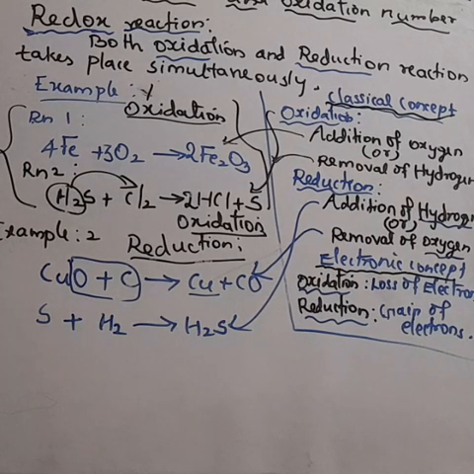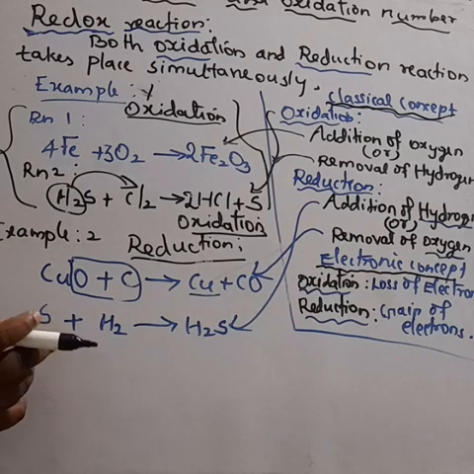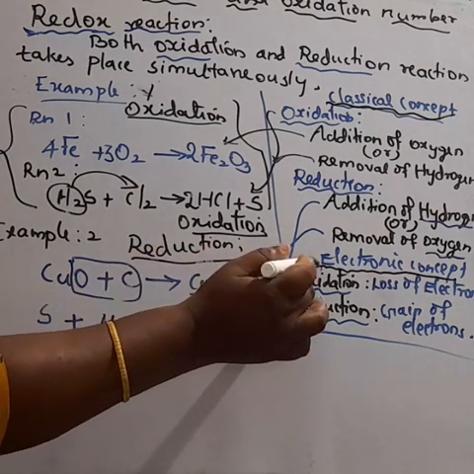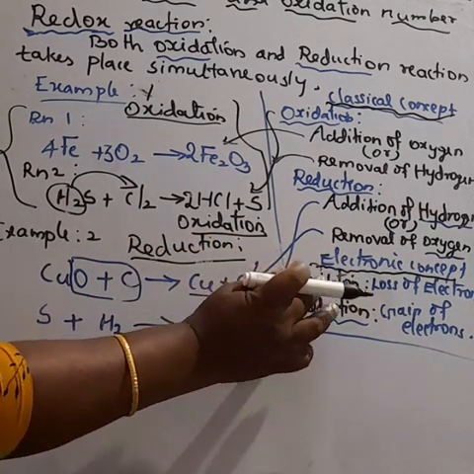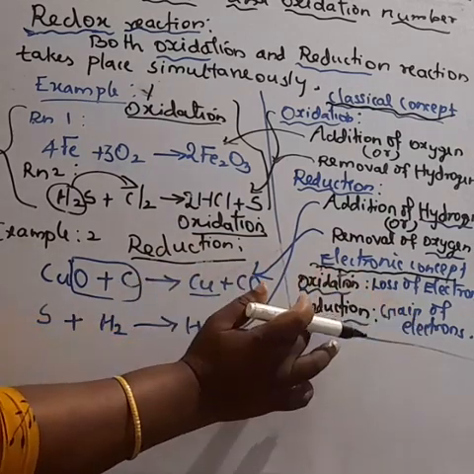And oxidation reduction reactions, that is redox reactions, are not always associated with oxygen or hydrogen. In such cases, the process can be explained on the basis of electrons. The reaction involving loss of electrons is termed oxidation and gain of electrons is termed reduction.